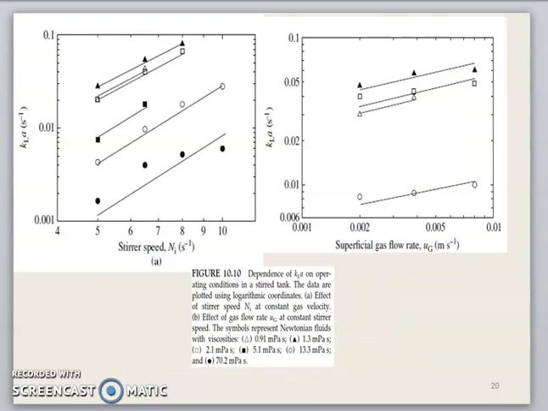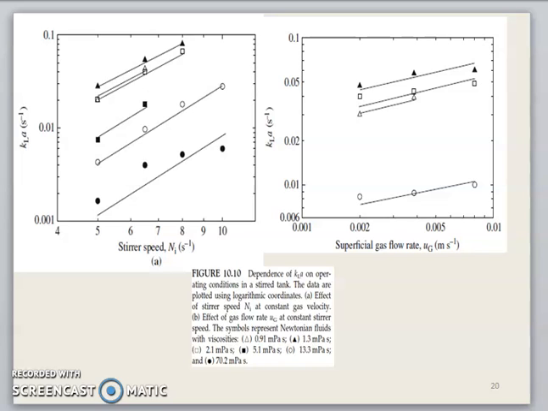This is the plot of the dependence of KLa on operating conditions in the agitated tank, the stirred tank reactor. The first graph, the LHS, is the effect of stirrer speed at constant gas velocity, whereas the second graph, RHS, is the effect of gas flow rate at constant stirring speed.